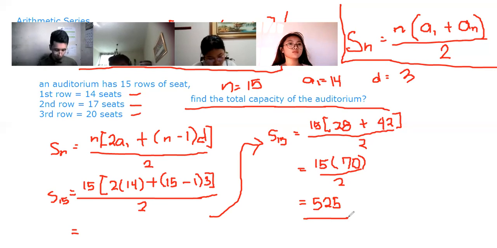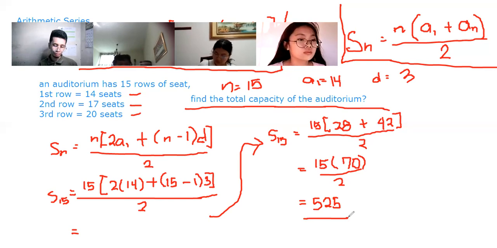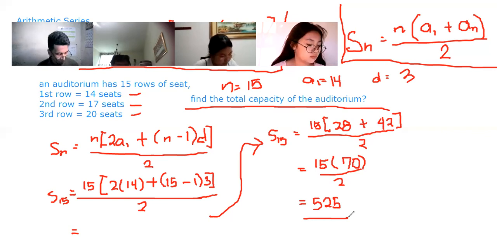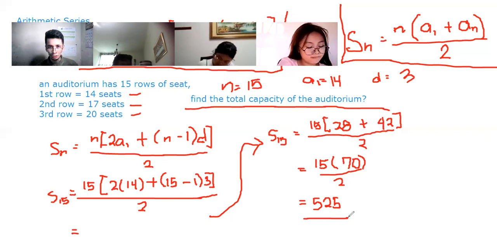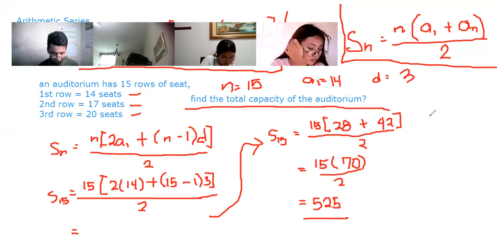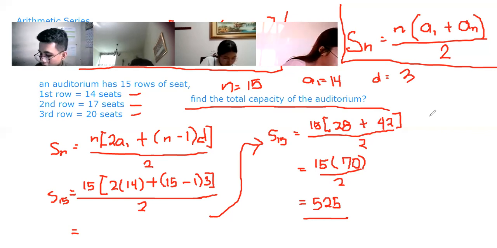So, nakuha? So, in page 14, last na to na activity nyo for today. Answer the math problem 1.2.8. So, the auditorium has 18 rows. Magkatulad lang pala sila ng given. The auditorium has 18 rows of seats with 15 seats, 19 seats, and 23 seats. So, find the total capacity of the auditorium. Medyo madali na lang yun sa atin.